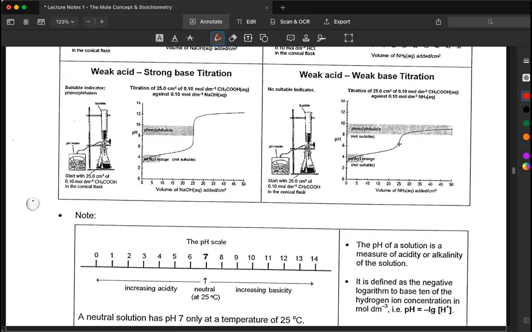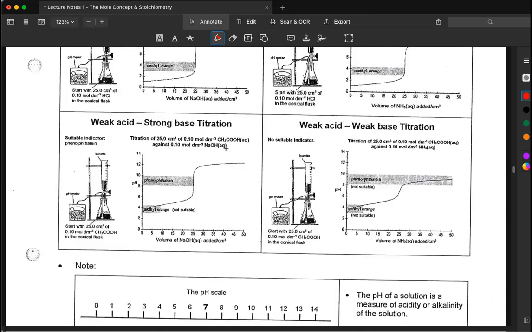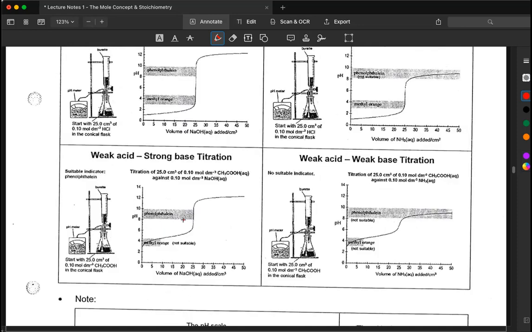The pH jump is really very small. Although the endpoint is also at 7. But you can see for these two, right? The endpoint, the equivalence point, sorry, is not at 7. Here it is at 7.